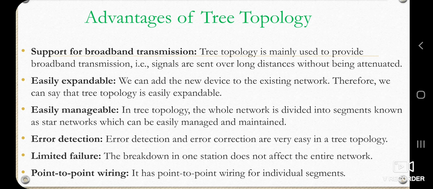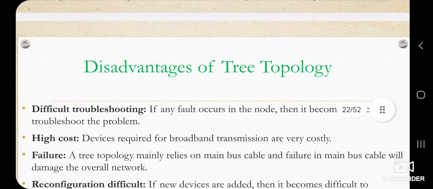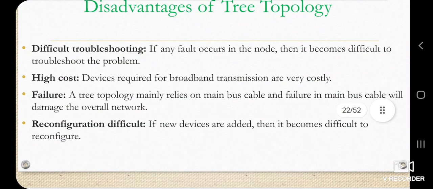Easily manageable. In tree topology, the whole network is divided into segments known as star networks, which can be easily managed and maintained. Error detection. Error detection and error correction are very easy in a tree topology. Limited failure. The breakdown in one station does not affect the entire network. Point to point wiring. It has point to point wiring for individual segments. Disadvantages: difficult troubleshooting.